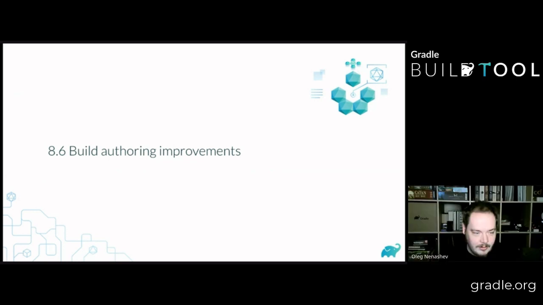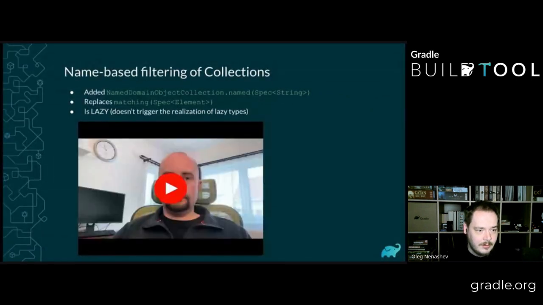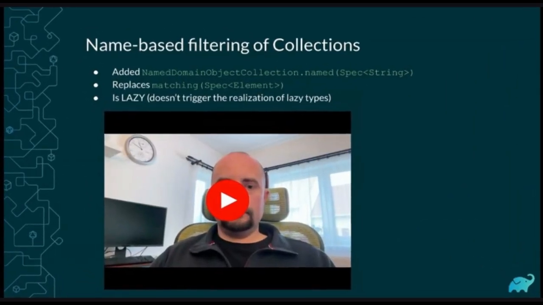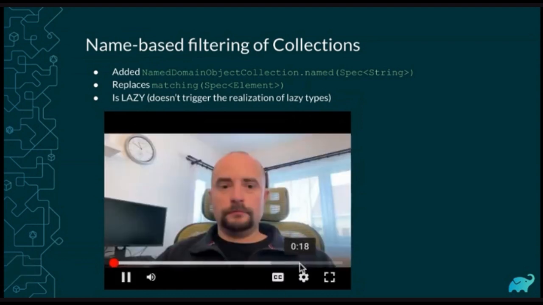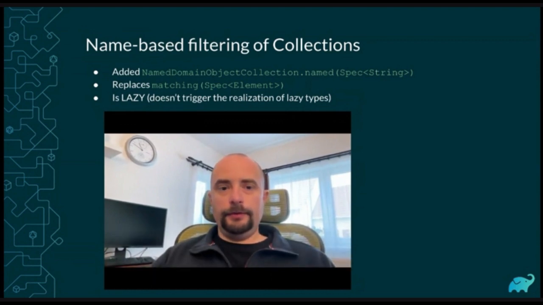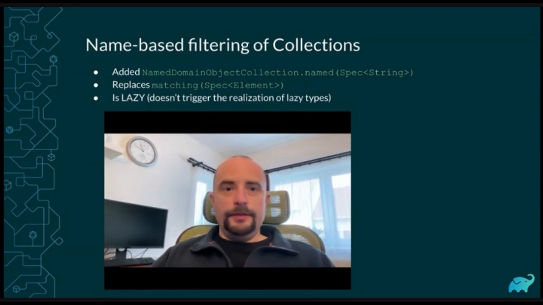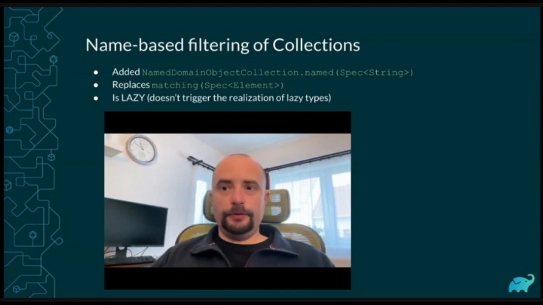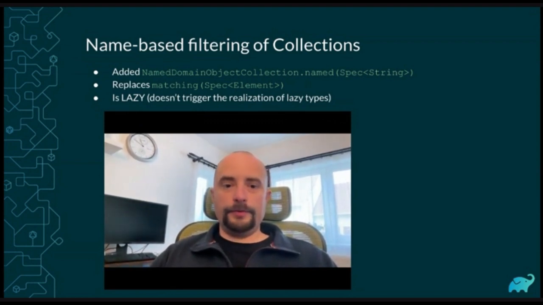Okay, so the next one is about build authoring, and I guess Joseph wanted to present filtering of collections. Okay. In Gradle 8.6, we have added a new filtering method to named domain object collections called named. Its advantage is that it filters the collection elements just based on their names without touching the entire element. The benefit of that is that it doesn't trigger the realization of lazy element types.